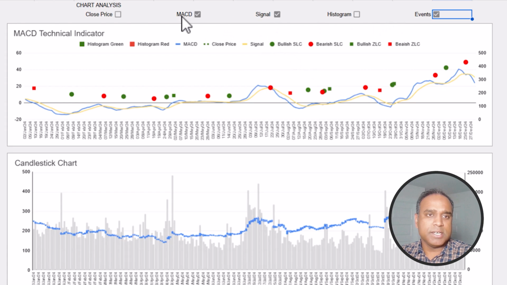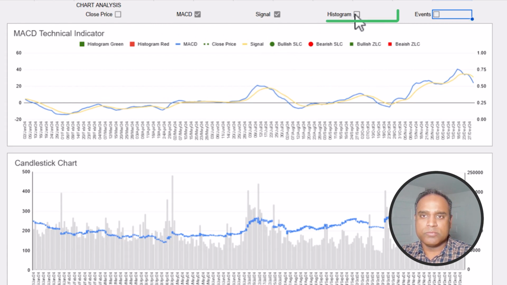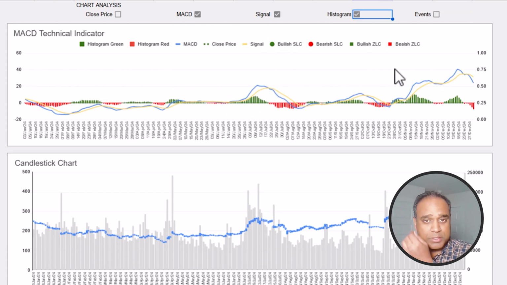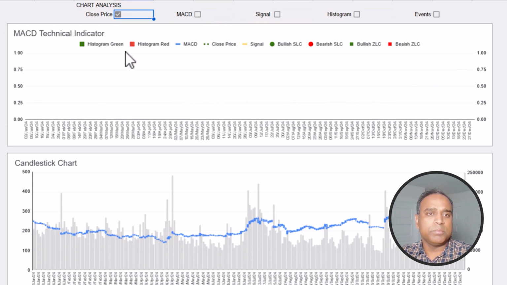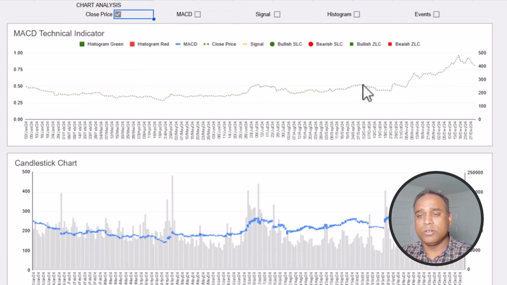Now, once this is done, you can also, for example, enable the histograms if that's part of how you analyze the data, and you can hide these things if you don't want to see them, and then only show the price if you want, right? So this is just the closing price for the stock. So it's a very flexible chart which gives you a lot of information at your fingertips.